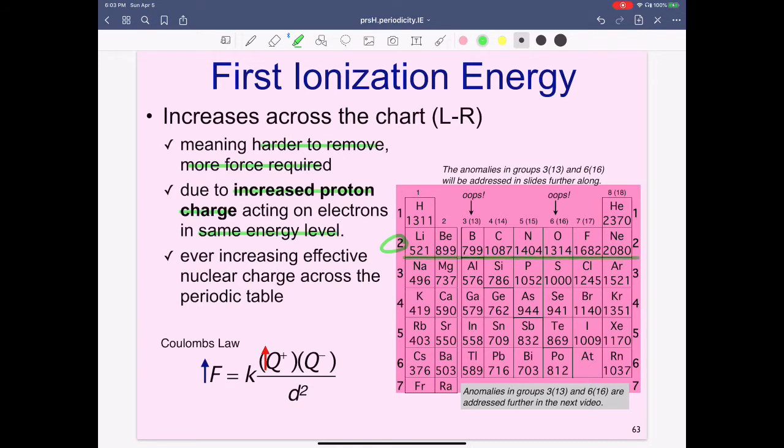Another way of saying the same thing is effective nuclear charge is increasing across the periodic table. I know there's some blips, we'll take a look at those, meaning the nucleus or the protons are increasing as you go across the periodic table, so the force required according to Coulomb's law would be greater. We'll take a look at anomalies either later in this video or in another video.